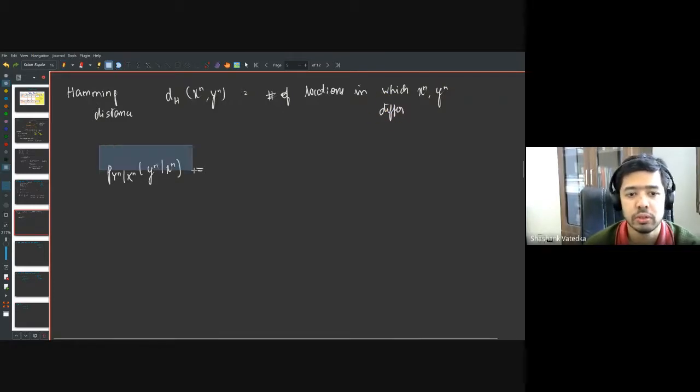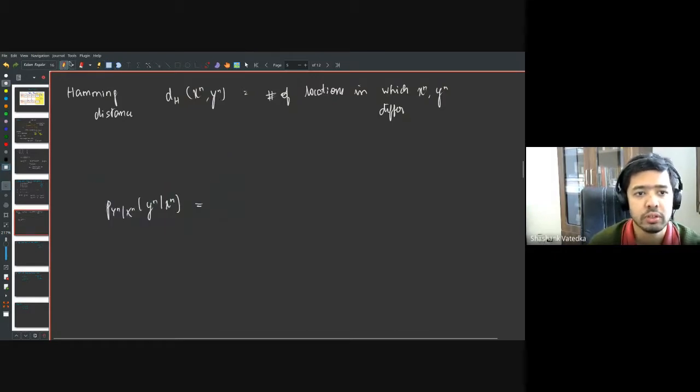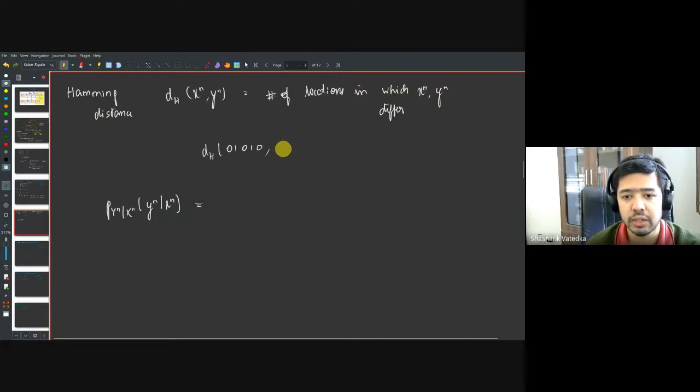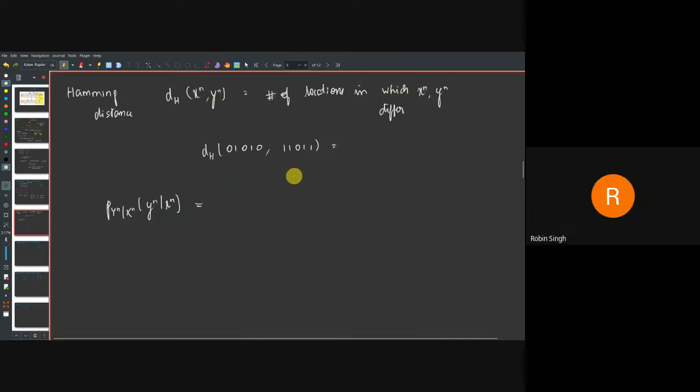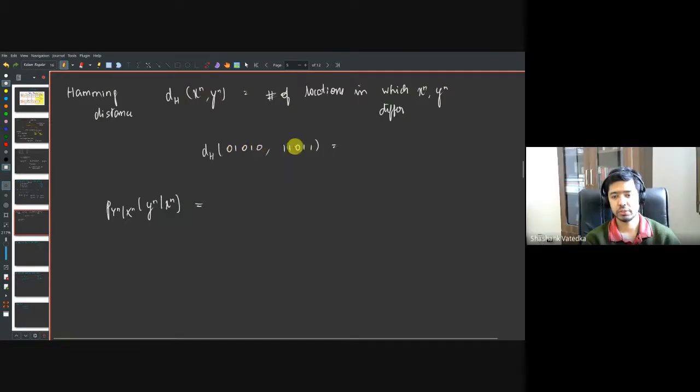Okay, so for example, if x^n is, let's say, 0 1 0 1 0 and y^n is 1 1 0 1 1, then what is the Hamming distance between these two? Two, right? Because these two sequences differ in exactly two locations. The first location and the last location. All the others are basically the same. So this is 2.